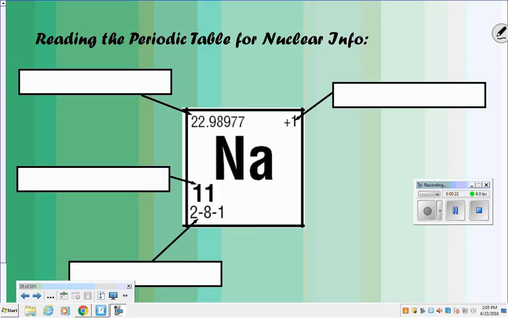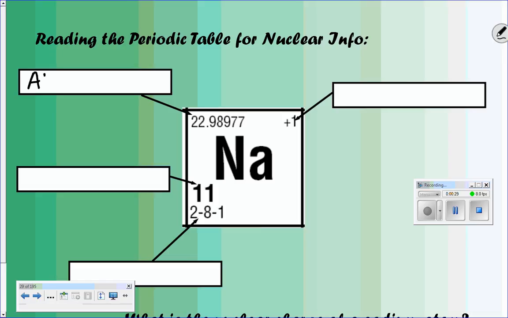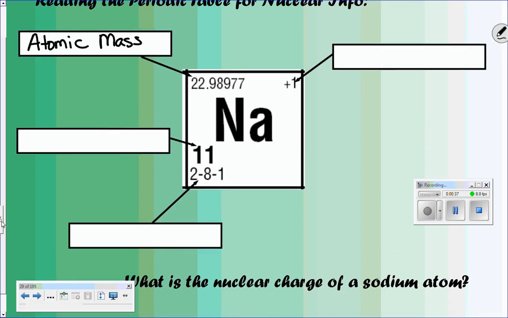If you flip to your periodic table and your reference tables, any of the element symbols are going to look like this. And this is what we can learn from this symbol. The top left-hand corner tells us the atomic mass. This is a little bit different than the mass number, which we're also going to talk about today. This is actually an average of all the sodiums that are out there, which is a different concept we'll talk about later in the unit.